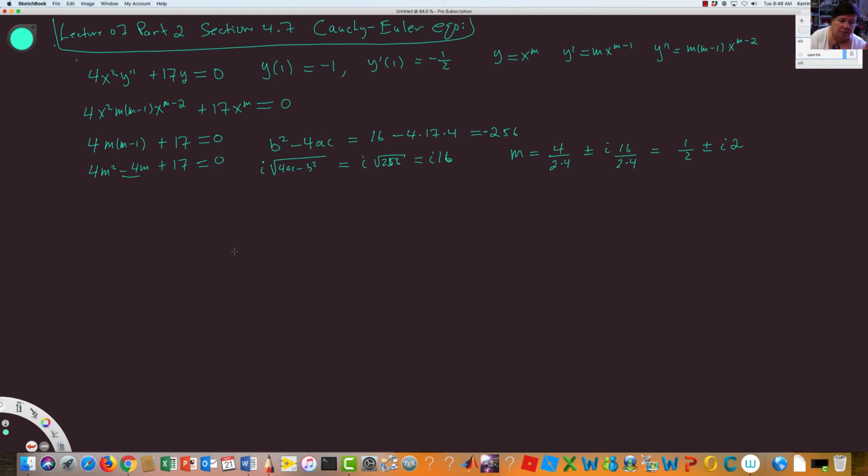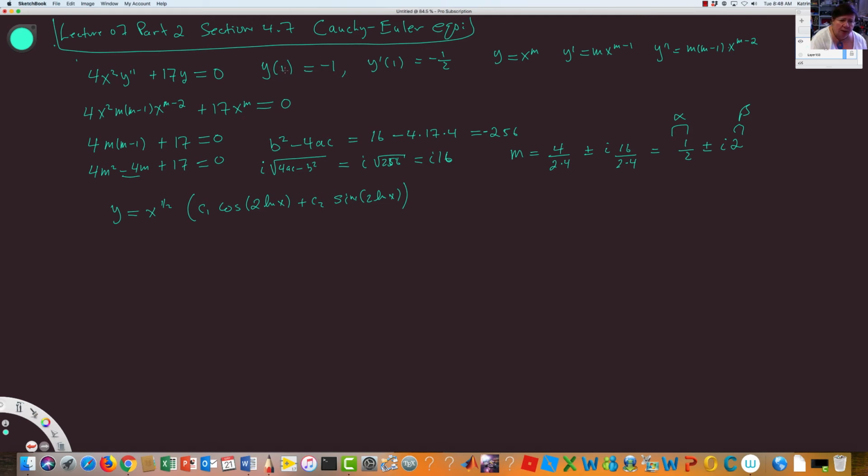Go look in your book for the form of the equation. Our form is x to the alpha, which is 1/2, so this is alpha, and this 2 is beta. Then we have C1 cosine of 2 ln of x, plus C2 sine of 2 ln of x, and that's our solution. Now we need to apply our initial conditions.